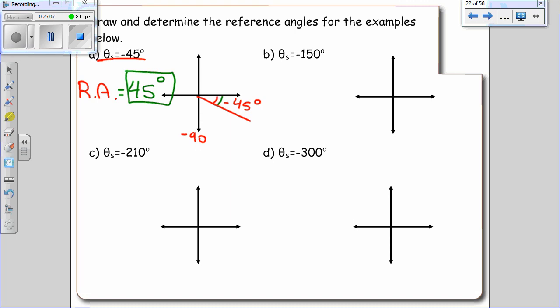Any questions about that drawing? Standard position goes backwards, and reference angles are between the terminal arm and the x-axis. Try to find that reference angle. Do the next 3 on your own. Give them a shot. We'll do one more together.